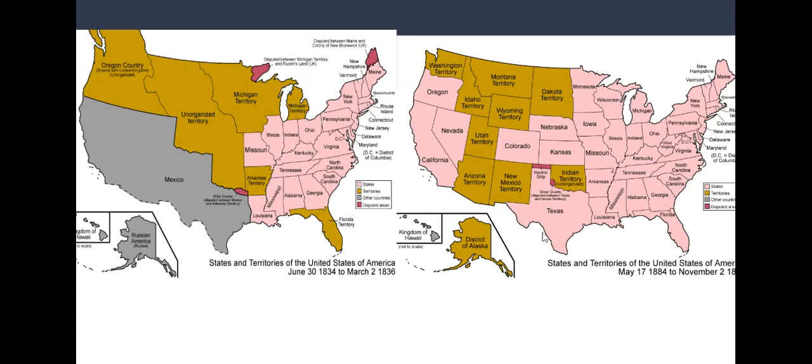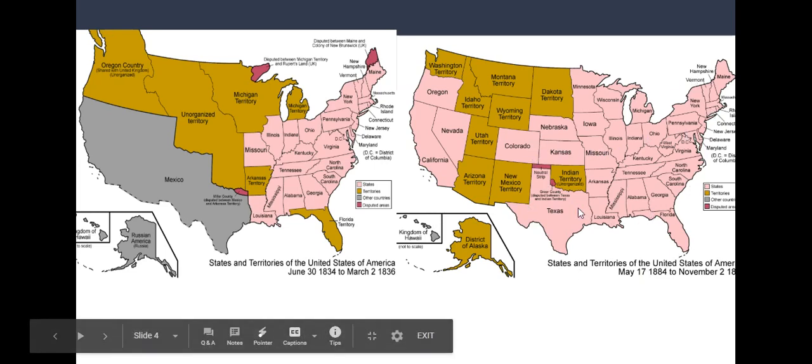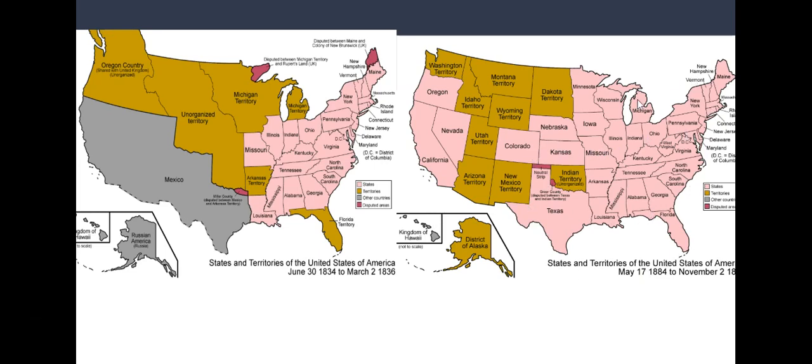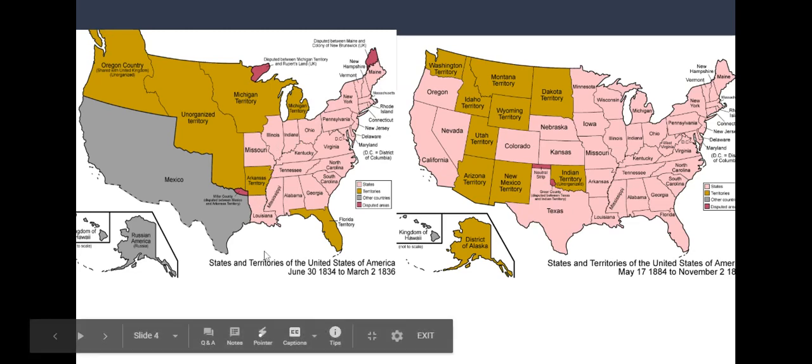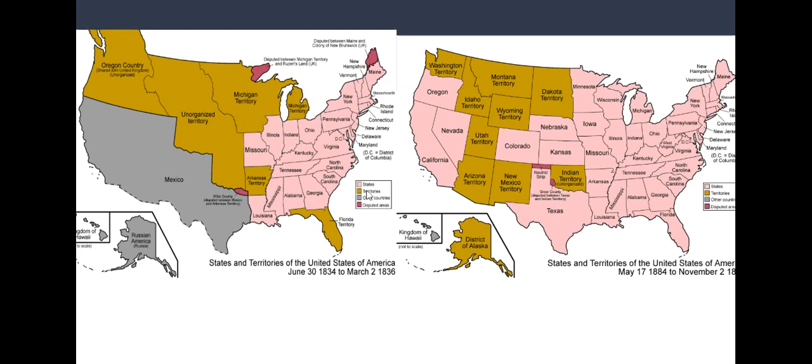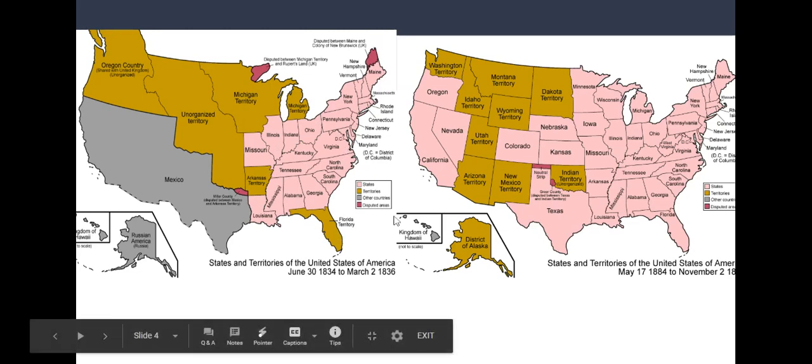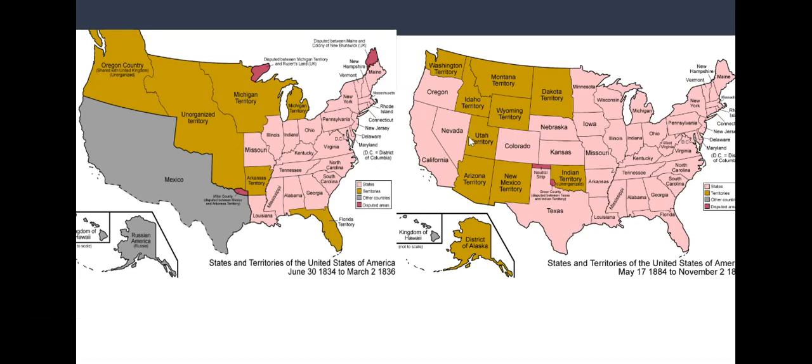Then this map is about 50 years later, and you can see how the United States is getting bigger. But the American frontier is when the United States, you see how all these states are on the right side of the map, that's called the east side of the map. Then look, there's more states now, and this is on the west side.